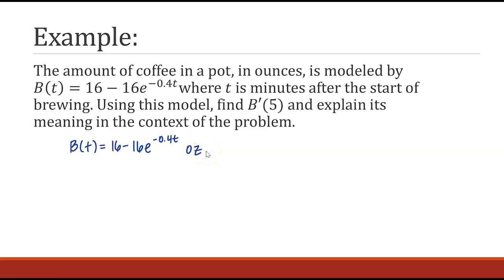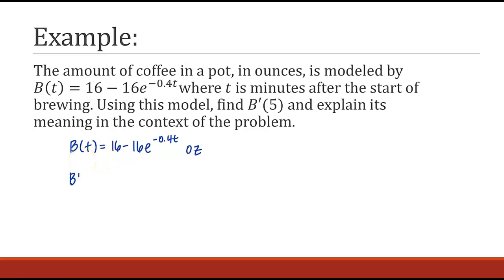were in the pot. Now, what we're asked to do is, using this model that's given, find b prime of 5. So find the derivative and then plug in 5 and explain what that means. So first, let's go ahead and take the derivative of this function. It's going to require a chain rule.